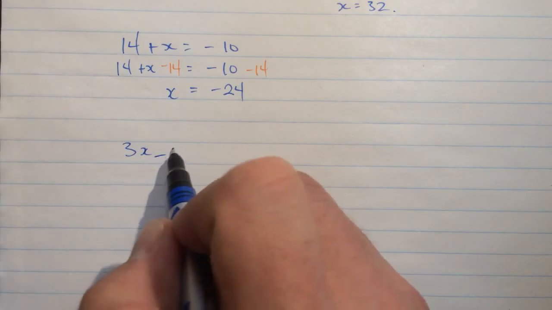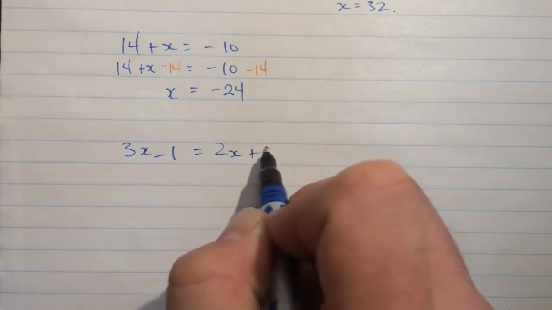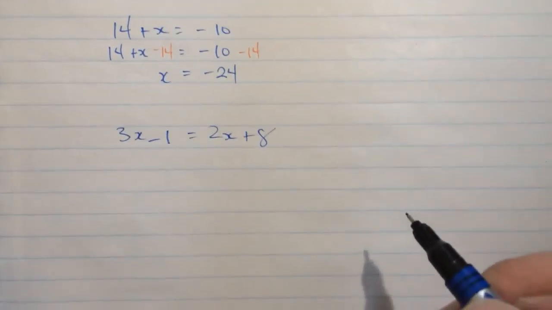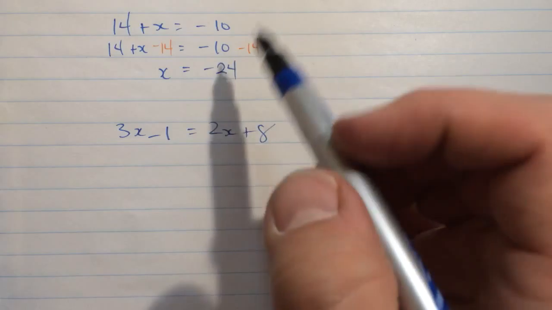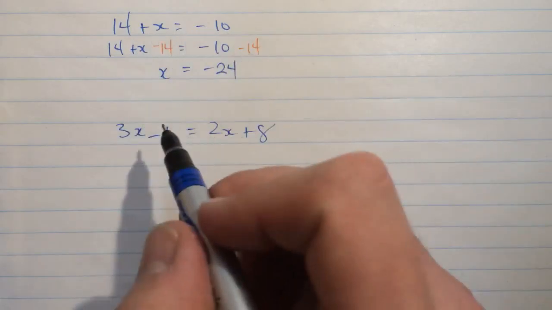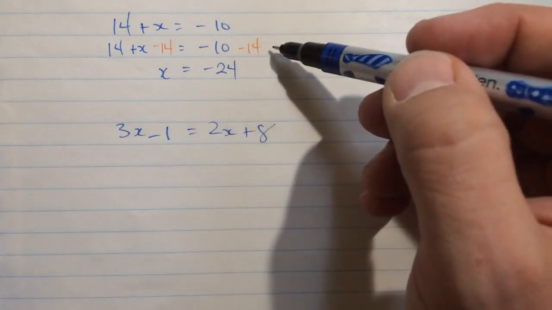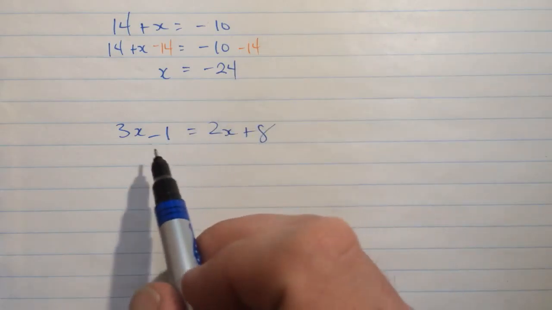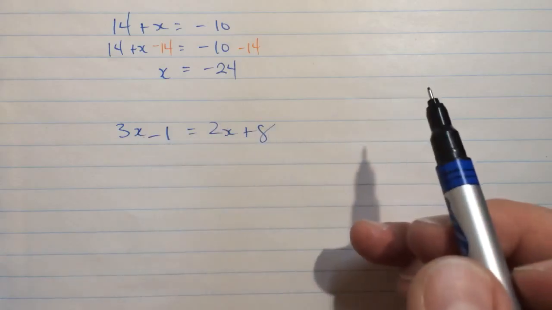3x minus 1, oh, sorry, I didn't write that very nicely, is 2x plus 8. This one's a little harder to see just by inspecting. With some of the earlier ones, you can kind of use your brain a little bit and say, oh, the value that must fit here is this. As they get more complicated, though, we really need this strategy of adding inverse values. Now we have variables on both sides of the equation. We have constants on both sides of the equation.